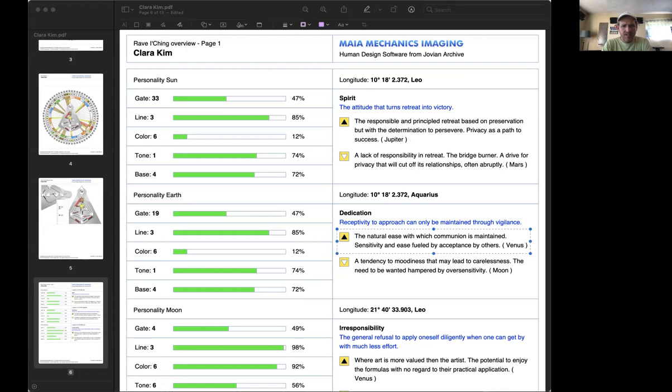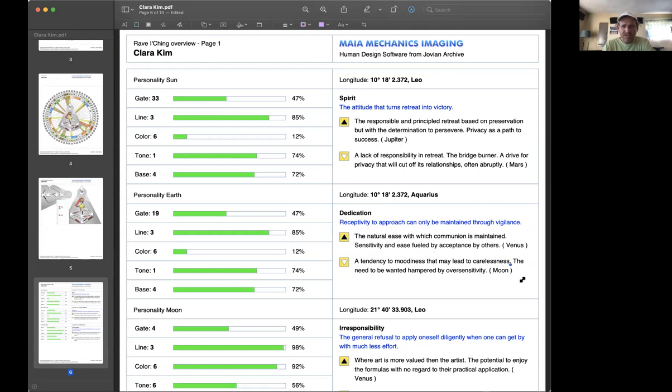Sensitivity and an accepting atmosphere. And then the detriment, a tendency to moodiness that may lead to carelessness. The need to be wanted hampered by oversensitivity.